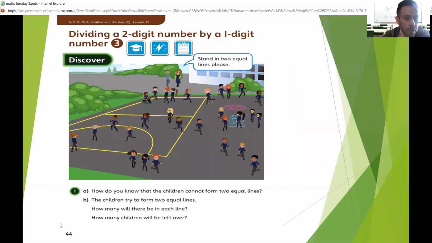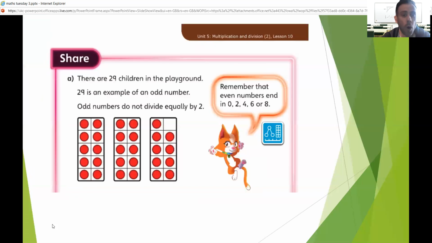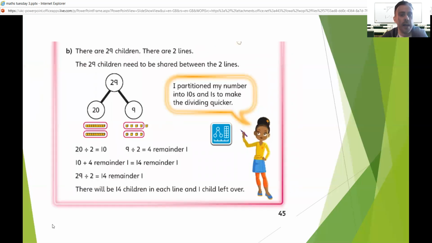Okay, so the children were forming 2 equal lines. That obviously means that we must be dividing by 2. So it was 29 divided by 2. And we learned in 1A that 29 is an odd number, so it wouldn't work equally. There was going to be someone left over. And here we go. There's 29 children, 2 lines. They need to be shared equally. We've got a part whole model here. So we've got the 29 and it's been split into the 10s and the 1s. Makes sense, good way of doing it.